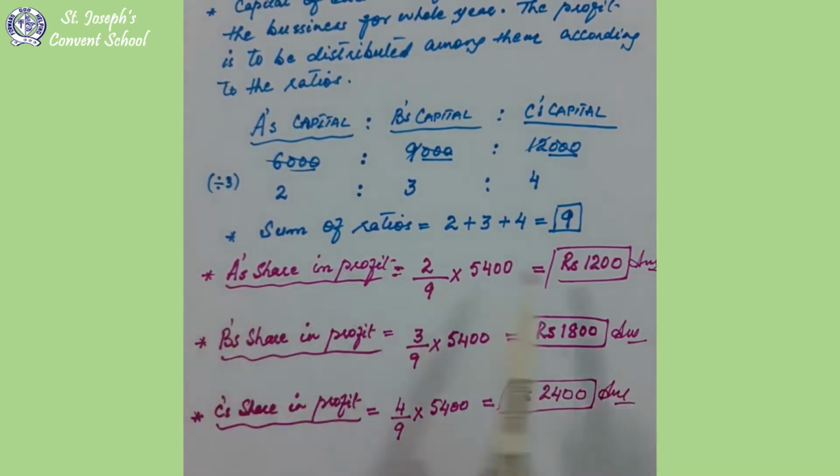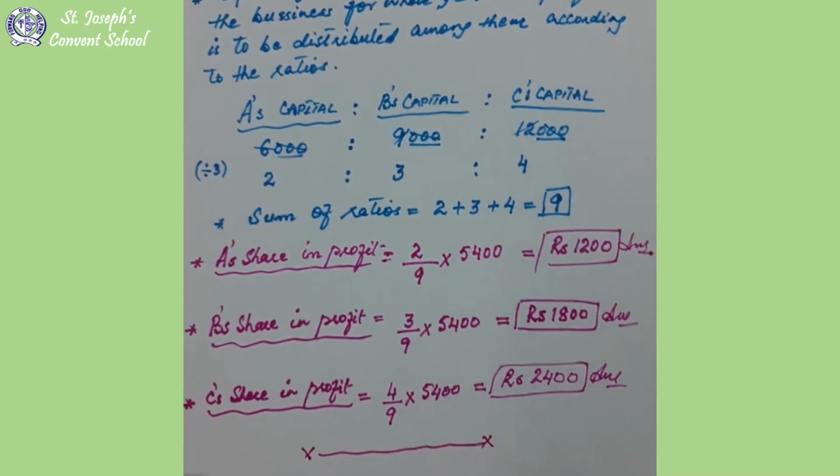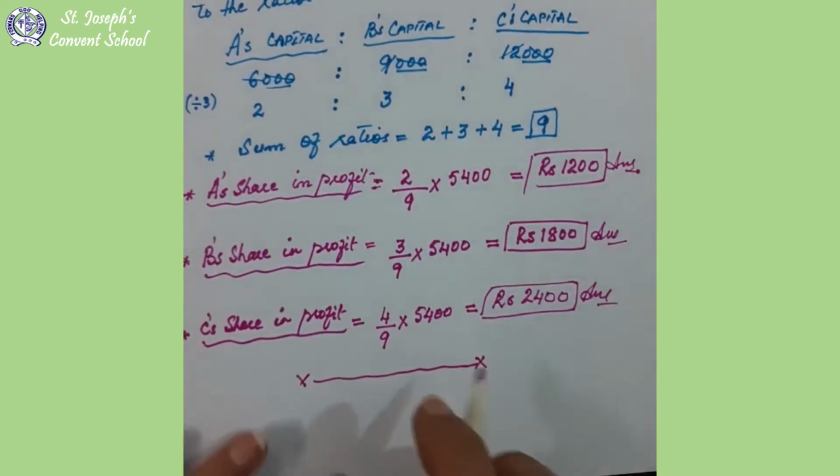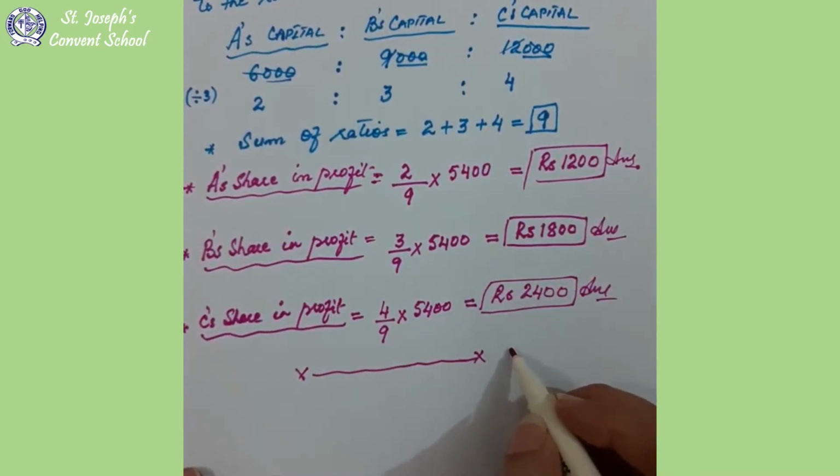So now A's share is 1,200, B's share is 1,800, C's share is 2,400. So we have divided the profit 5,400 rupees between A, B and C. So we got this answer, and you can check your answer also. How you can check it? Add all these shares and see if it is coming same.